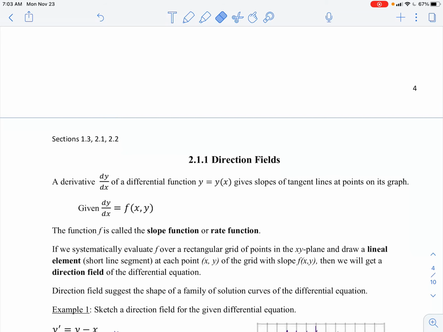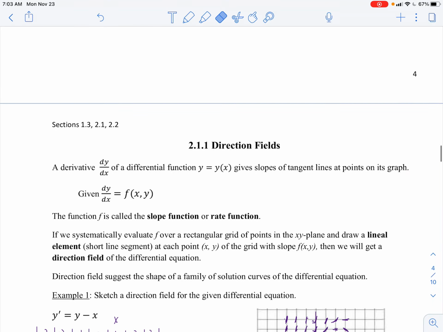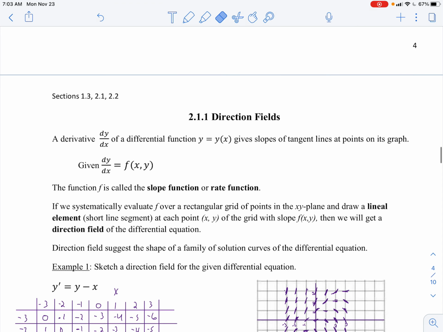Hello and welcome everyone to the first section in chapter 2, and that is direction fields. You're going to see that this first part isn't going to be anything brand new. We're going to talk about our direction fields.